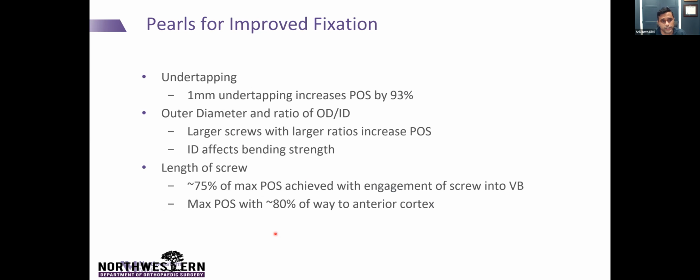Some pearls for improved fixation. You can under tap by 1 millimeter. Use the largest screws you can, so you have the largest outer diameter, because that increases pull-out strength. And again, the maximum length of the screw, all the way up to the anterior cortex, or 80% of the way up there, can increase your pull-out strength.